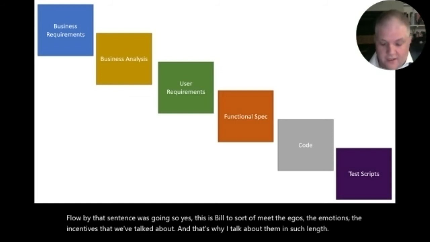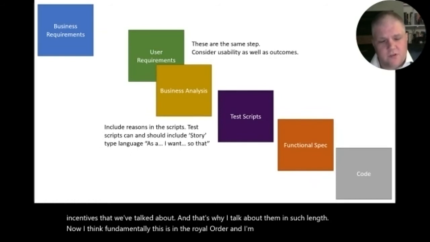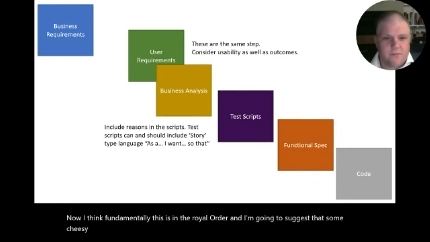Now, I think fundamentally this is in the wrong order, and I'm going to suggest, with some cheesy animation, that they should be in this order. So firstly, user requirements and business analysis.